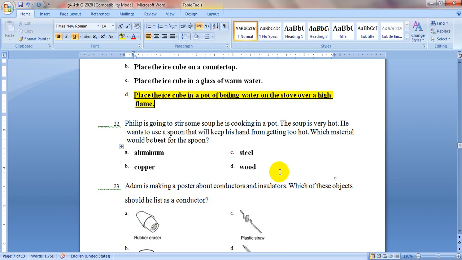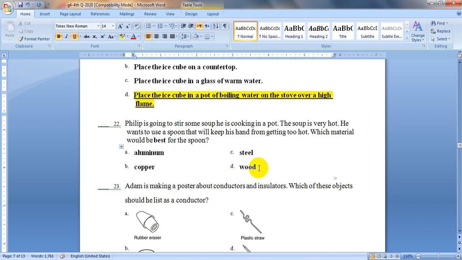Let's remember together what is the difference between a conductor and an insulator. A conductor is a material that allows heat to pass through it, while an insulator is a material that doesn't let heat pass through it. Conductors are like most metals. Let's read the options here. Aluminium, copper, steel, or wood.